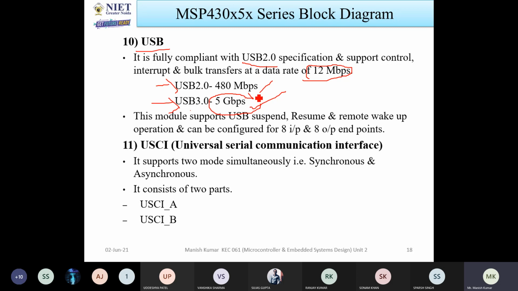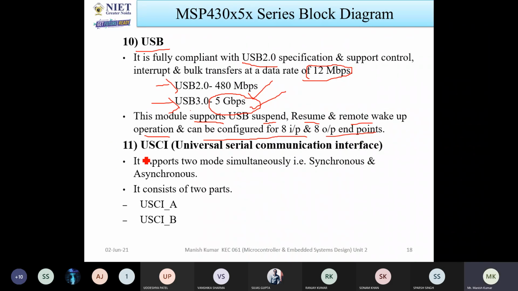In your systems, I think USB 3.0 is available. Usually they give only one 3.0 port at most in a laptop or desktop motherboard. With the help of this USB module, you can configure suspend, resume and remote wakeup operations for 8 input output endpoints. This is another function of USB. You can do these types of operations with the help of USB.